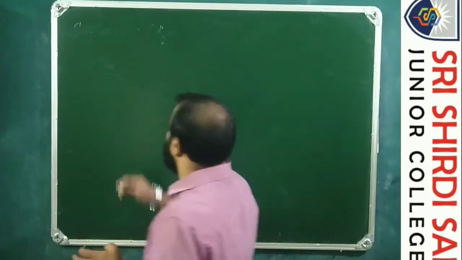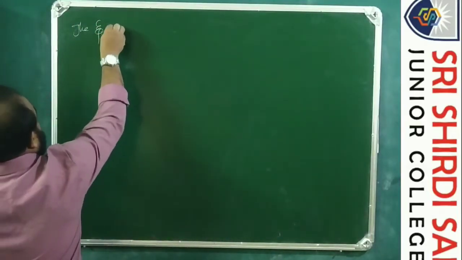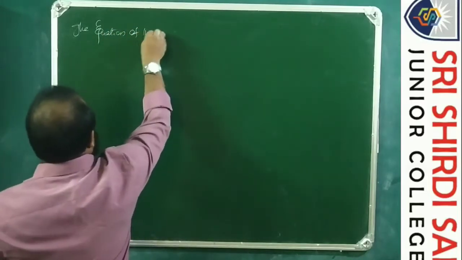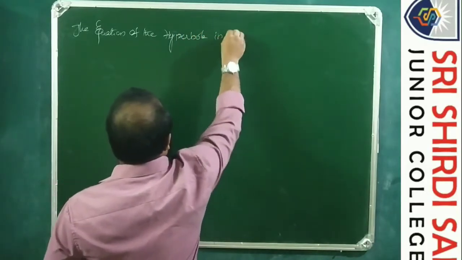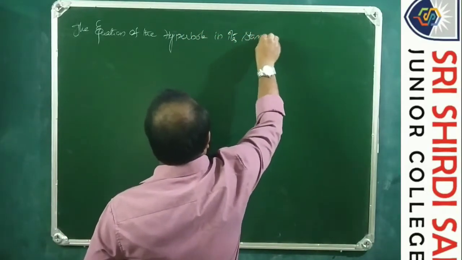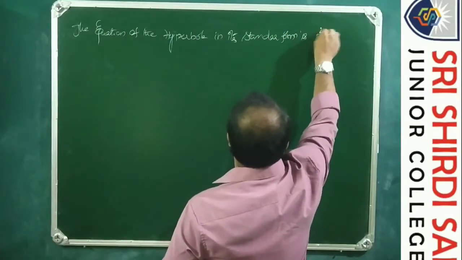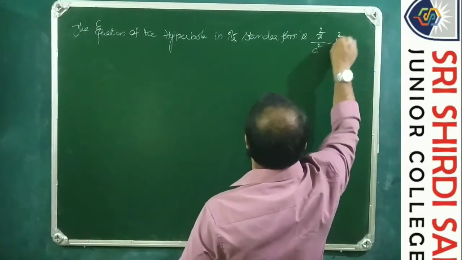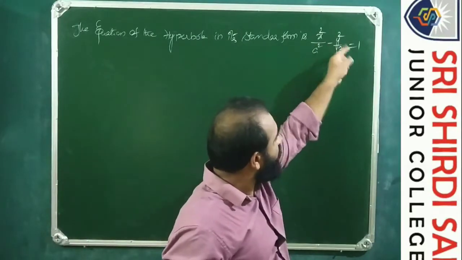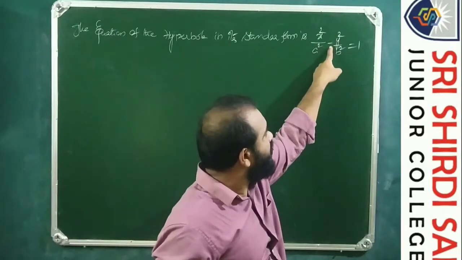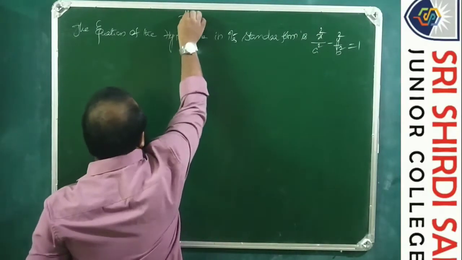So the equation of the hyperbola in its standard form is x square by a square minus y square by b square is equal to 1. Remember, x square by a square plus y square by b square is equal to 1, in the place of minus it is plus, then it is an ellipse. But here this is a hyperbola.